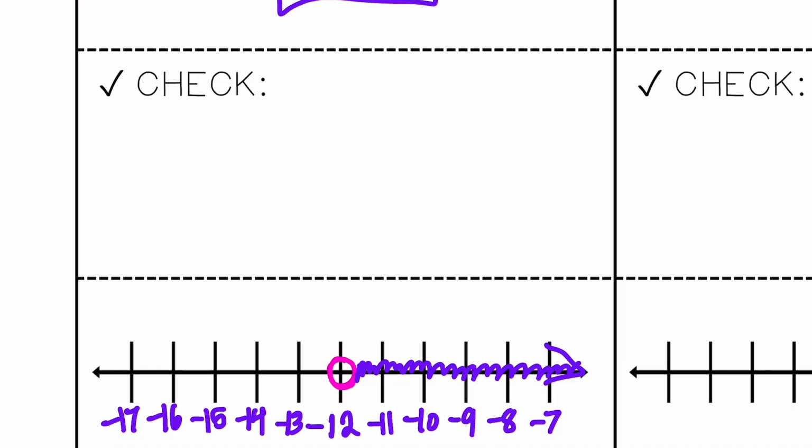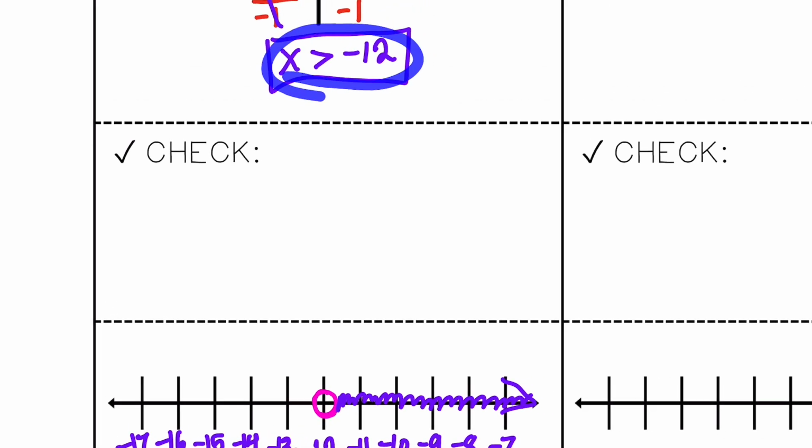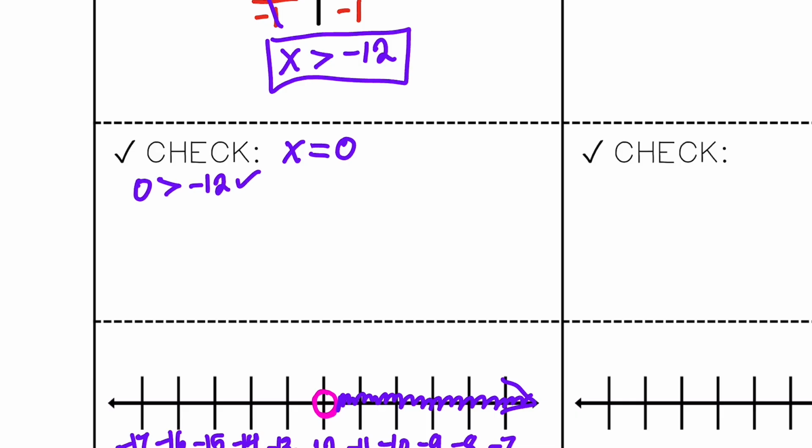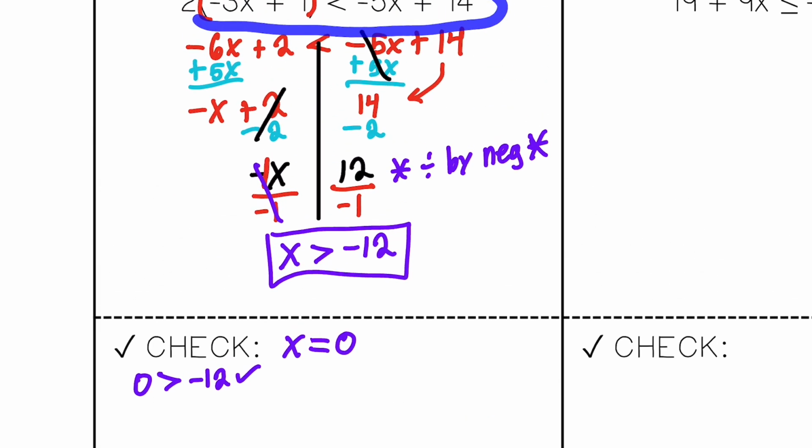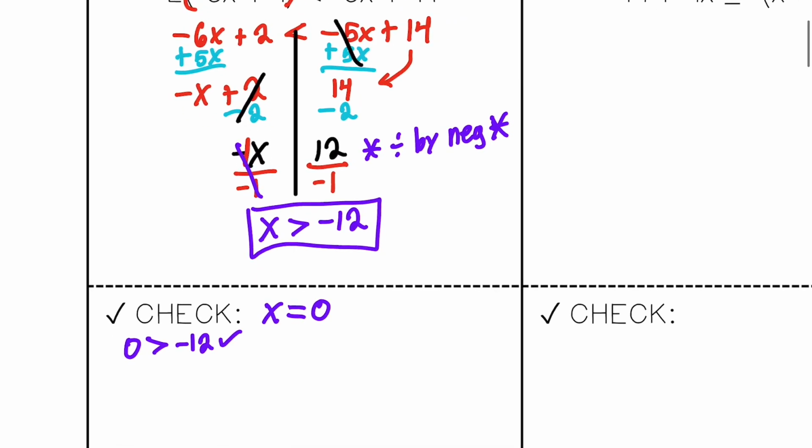Now that we know that I need numbers that are greater than negative 12, so we're going to the right, what is a number that I think of that is bigger than that? Well, the easiest number that I can think of is when x is equal to 0. 0 is bigger than negative 12, so this should, in fact, work. So let's take my equation and replace all of my x's with a 0. Let's see what that's going to look like.